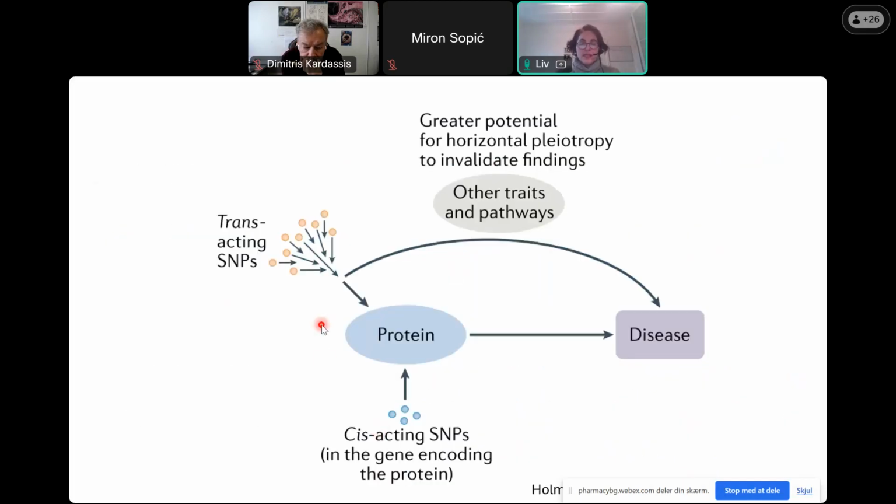And this is illustrated here. So here you have the cis variants that are in the gene encoding the protein, and they are likely to only affect the protein that you're interested in. And then when you look at the effect of these variants on the disease, you will get the effect of this protein on disease. With trans variants, you've probably selected them so that they also affect the protein that you're interested in, but they're more likely to have other effects, and some of these might also affect the disease through other pathways than the ones that you're actually interested in. And this is where you get a horizontal pleiotropy that will invalidate your findings.